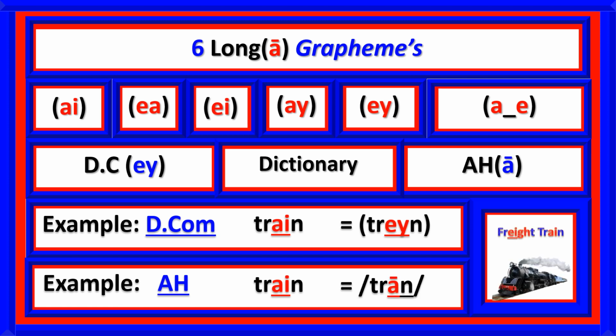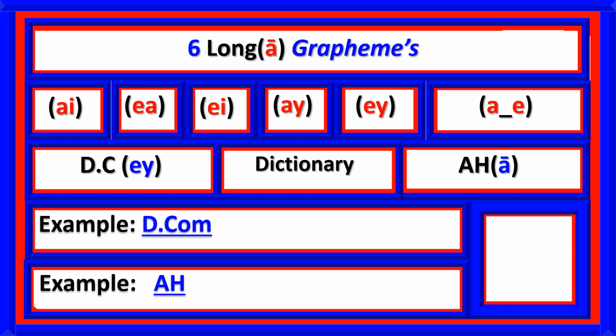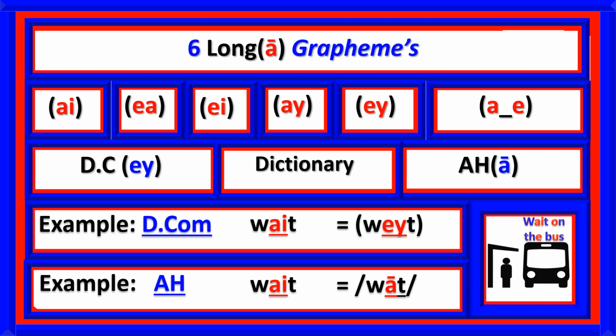Train. Freight train. Riding on the railroad track. Freight train. Wait on the bus. The bus is coming, so you gotta wait on the bus. Wait for the bus.